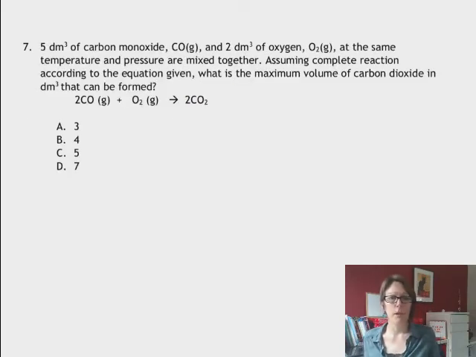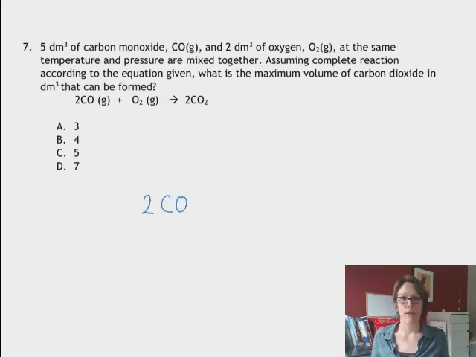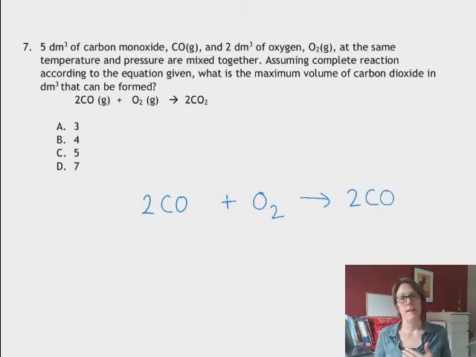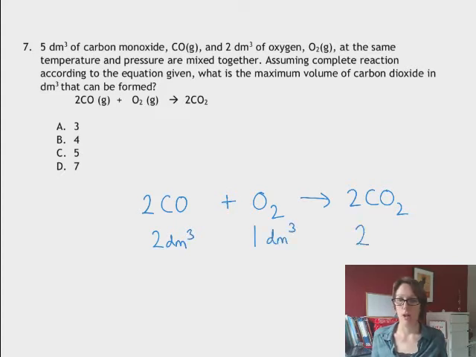Number 7. So this time I've got a volume question. So I'm going to use the balanced equation and I'm going to relate it to volume, and I want to know the maximum amount of CO2 that could be produced. So just rewriting out the balanced equation, then I can see that I've got the number of moles in front. I could turn that into decimetre cubed because moles is directly proportional. So I could also say it's true that if I had 2 decimetre cubed of CO and reacted with 1 decimetre cubed of O2, I would make 2 decimetre cubed of CO2.